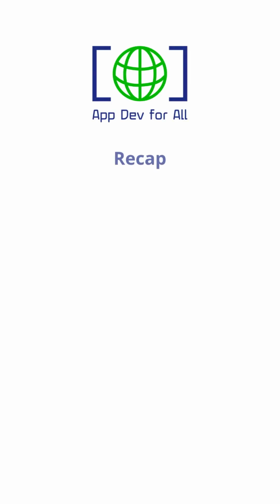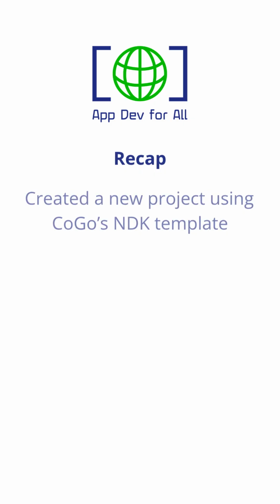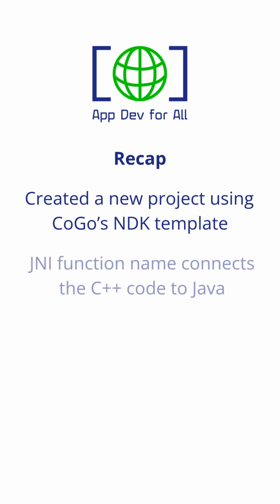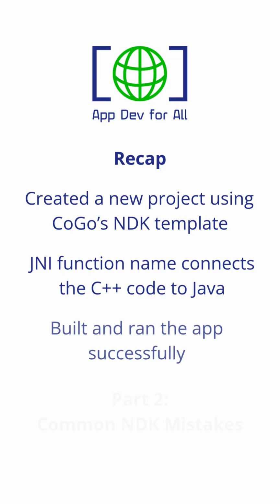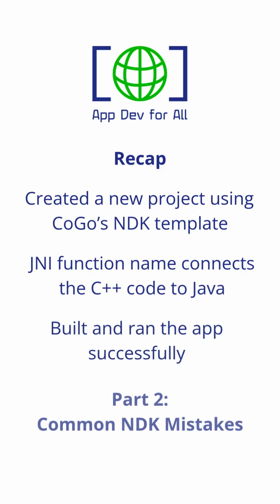Let's recap. We created a new project using CoGo's NDK template, which set up the CMake build script, the C++ source file, and the Java bindings automatically. We looked at how the JNI function name connects the C++ code to Java, and we built and ran the app successfully. In the next video, we'll look at some common mistakes developers make when working with the NDK for the first time, and exactly how to fix them.